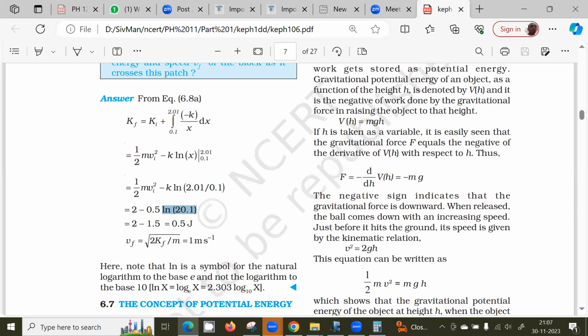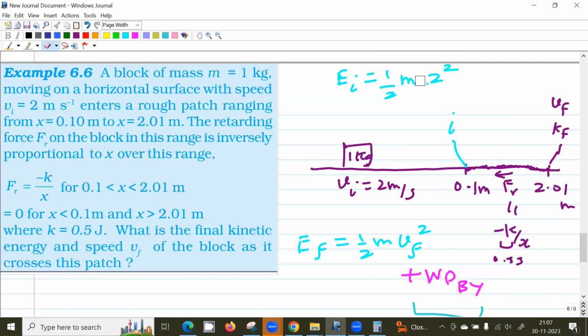So this is the work energy theorem. So initial energy is half m VI square. Final energy is this one. And work done by this system will get added to the final energy because there is loss of energy because it's work done to overcome the friction.